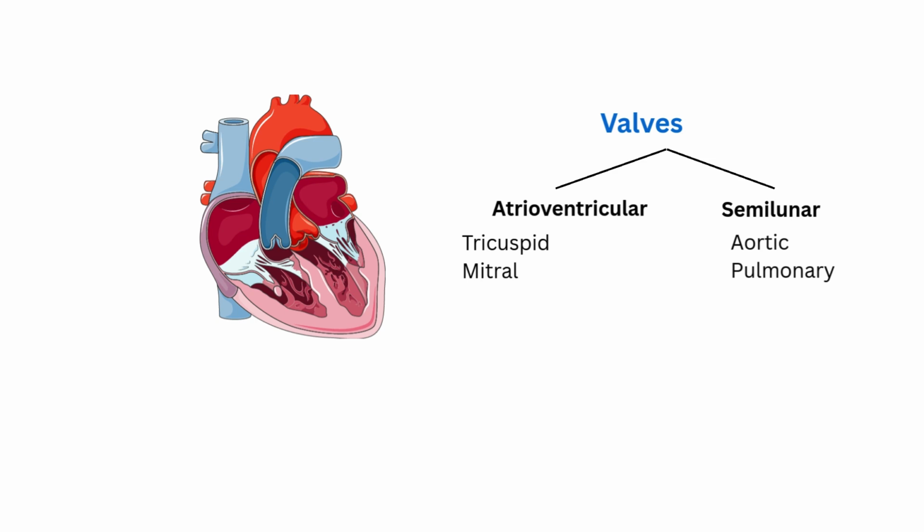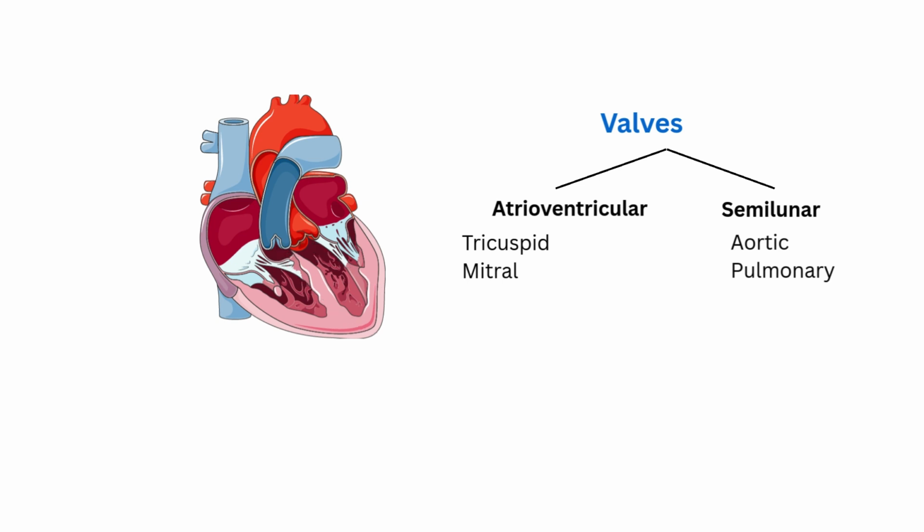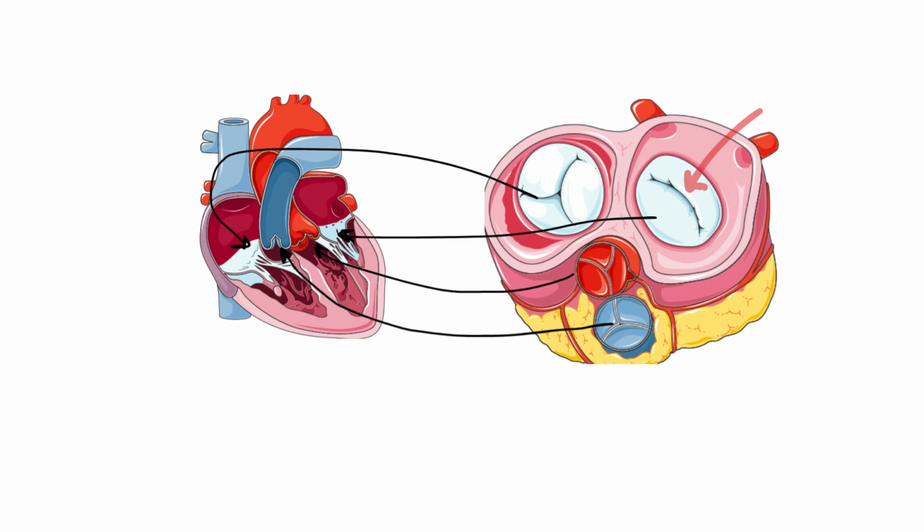Now, the next group of valves are the semilunar valves, the aortic valve within the aortic trunk, and the pulmonary valve within the pulmonary trunk. This basically guards the exits. So, valves typically have leaflets. Remember, it's very important to know that the mitral valve is the only valve with just two leaflets. All other valves have three leaflets.